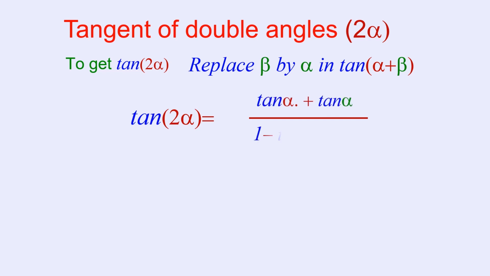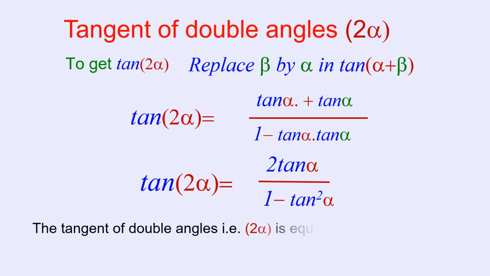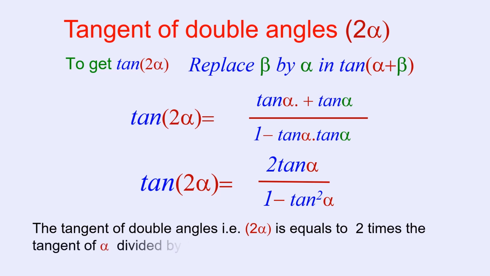Tangent of double angles, 2 alpha. To get tan 2 alpha, replace beta by alpha in the formula of tangent of alpha plus beta. Therefore, we get tan 2 alpha equals 2 times tan alpha divided by 1 minus tan squared alpha. The tangent of double angles, i.e. 2 alpha, is equal to 2 times the tangent of alpha divided by 1 minus the square of the tangent of alpha.